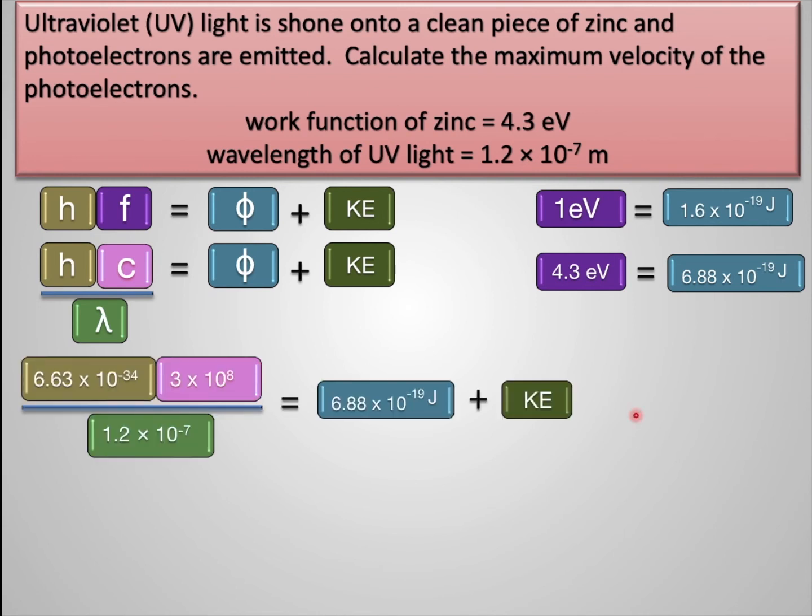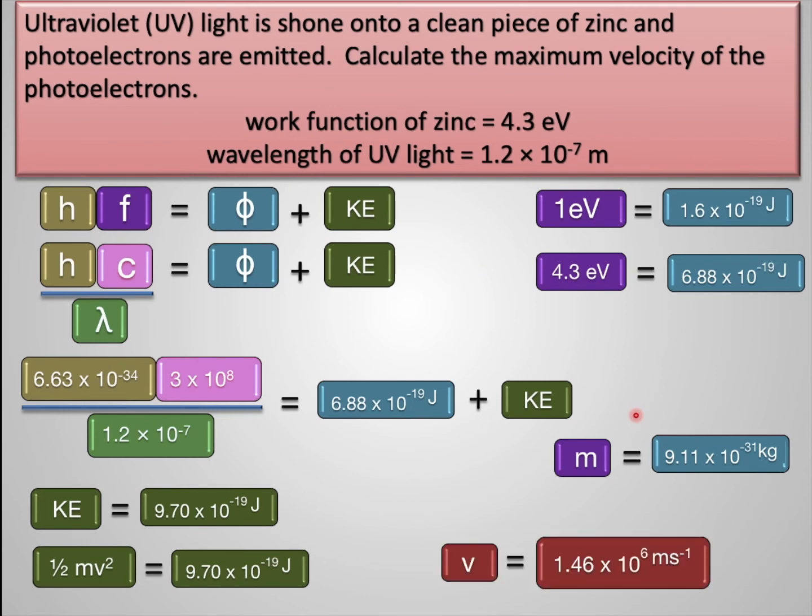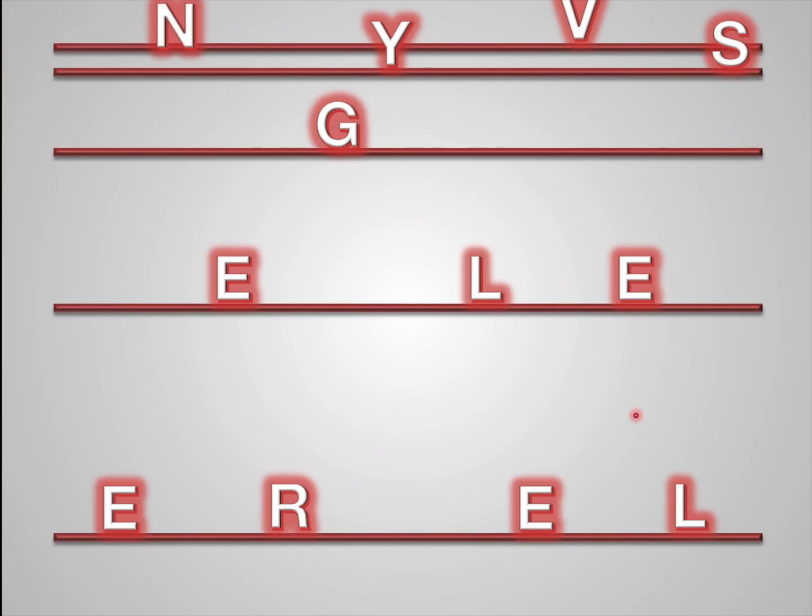So I'm going to substitute everything. I will get the kinetic energy, but the question is asking to find the speed. So I have to again use half mv square, but the mass of the electron will be given in the formula sheet and you will get the speed of the electron. That's the end of photoelectric effect part.